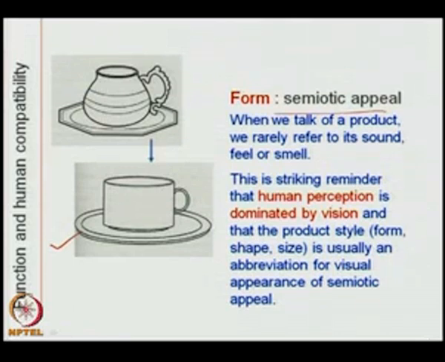When we talk of a product, we really refer to its sound, feel or smell. This is a striking reminder that human perception is dominated by vision, and that the product style, form, shape, size is usually an abbreviation for visual appearance, or semiotic appeal.